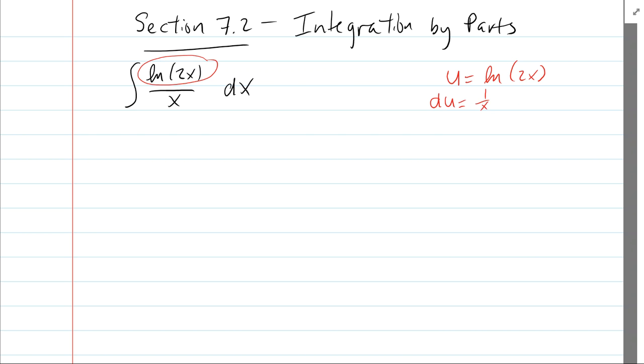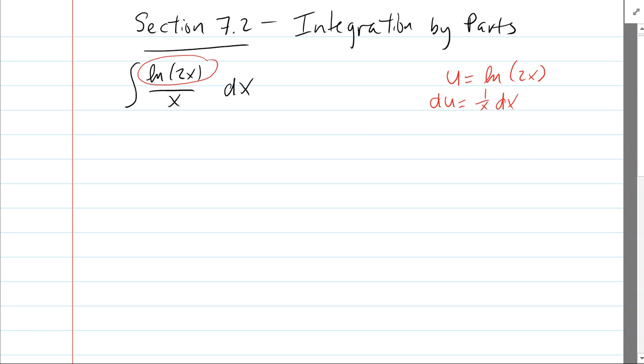The way I think about it is, I simplify that. Natural log of 2x is natural log of 2 plus natural log of x, using log properties I tried to get y'all to remember. What's the derivative of a number? 0. So natural log of 2's derivative is 0. That leaves you with the derivative of natural log of x, which is 1 over x. So that's dx, right?